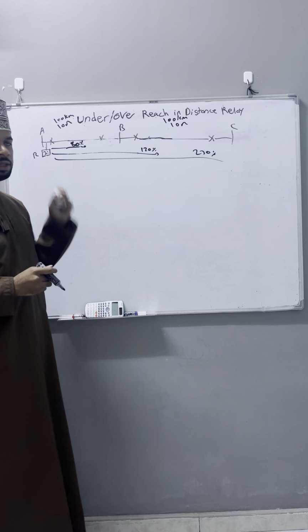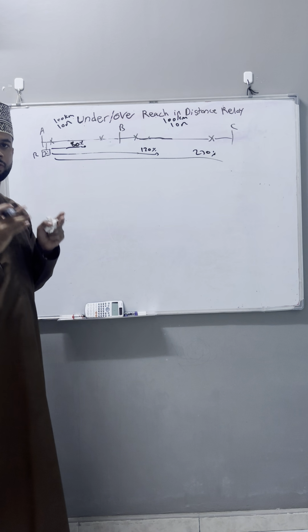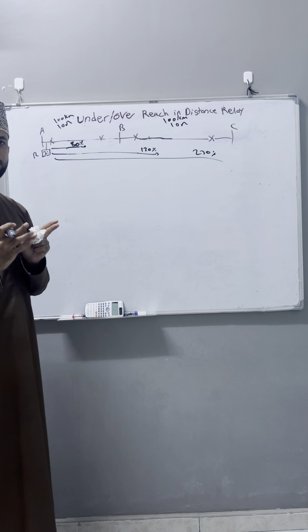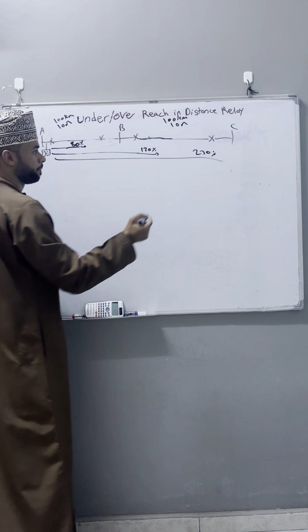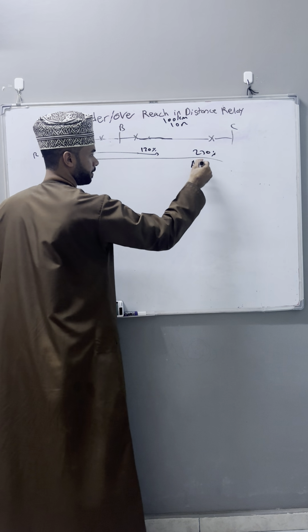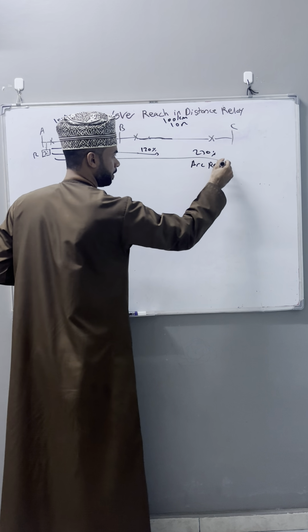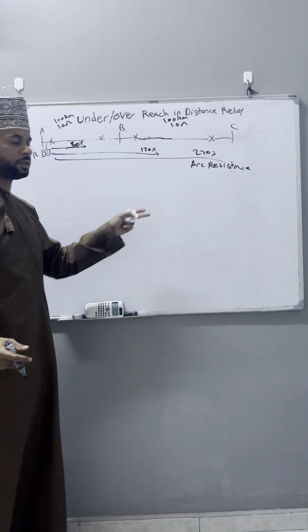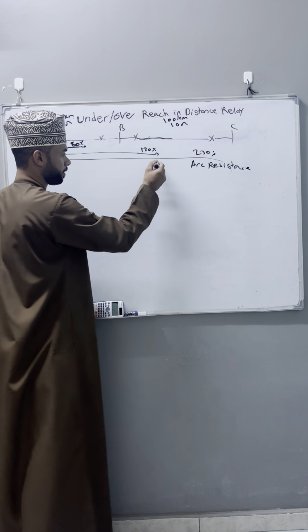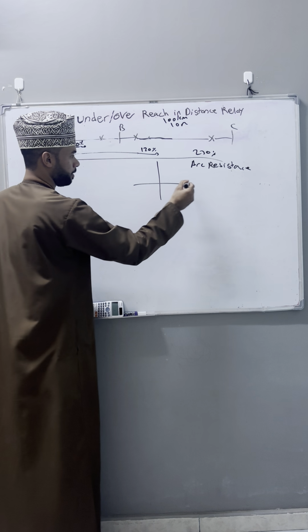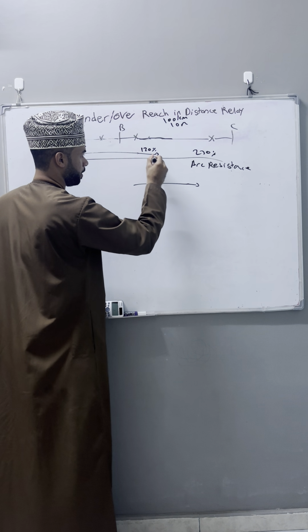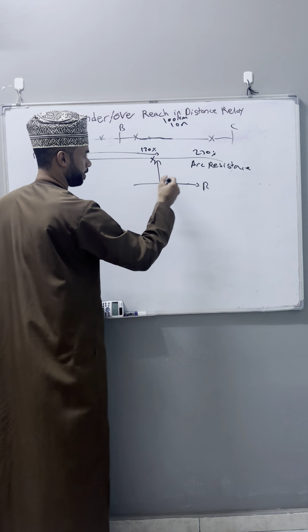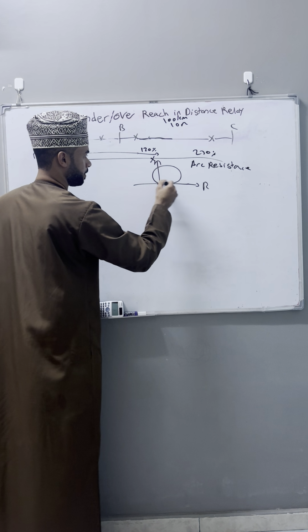Now let's start with inter-reach. How will inter-reach happen? Normally inter-reach is due to what? Arc resistance. Due to arc resistance. For more understanding, let's draw the Mho characteristic. This is the Mho characteristic. Here we have X, here we have R. This is the Mho characteristic.